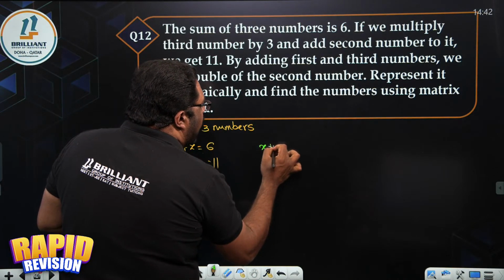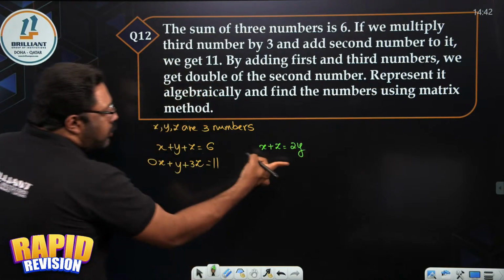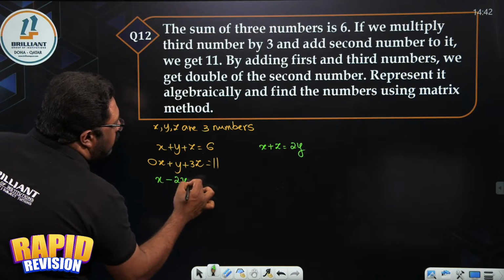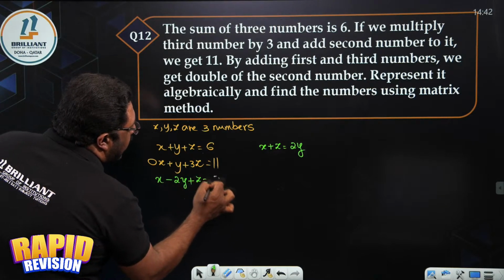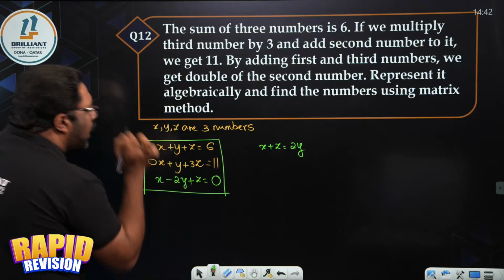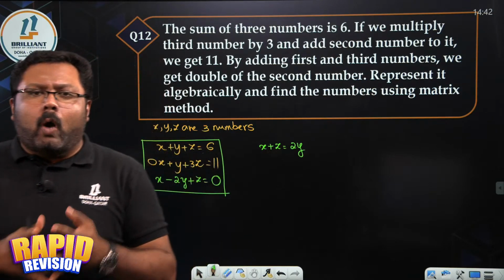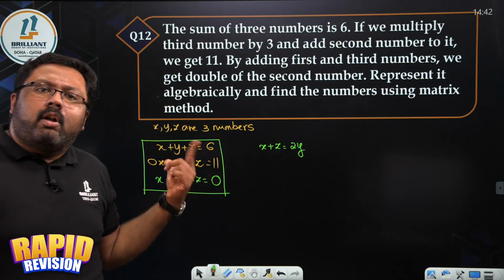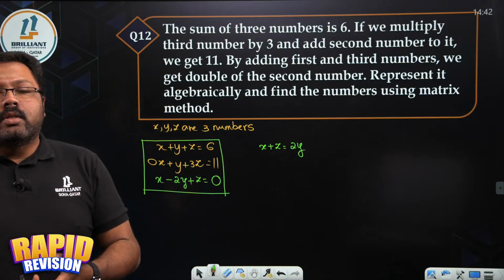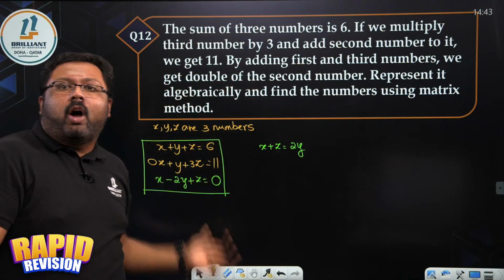Add the first and the third number, we get double the second number. So from this, can I say x minus 2y plus z equal to 0? Finished. This is how I get a system of equations. I don't think it's going to be a complicated one because solving a system of equations alone is 5 marks. So how difficult can they make for word problems to form an equation?